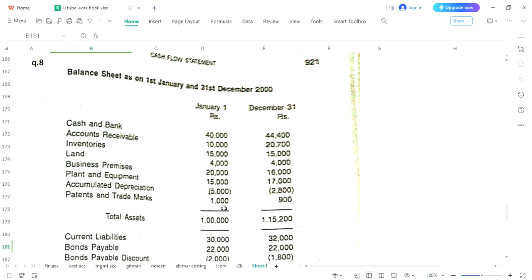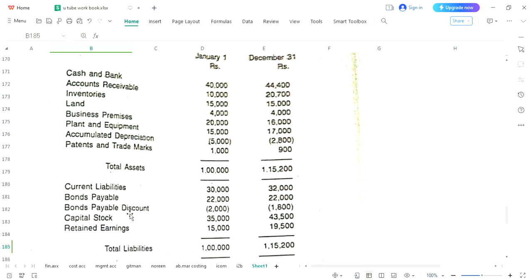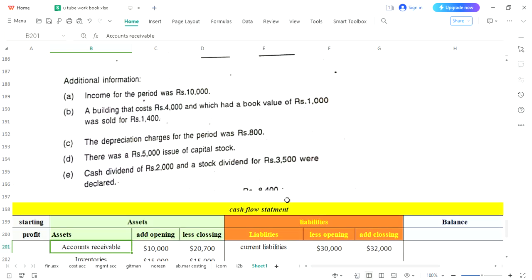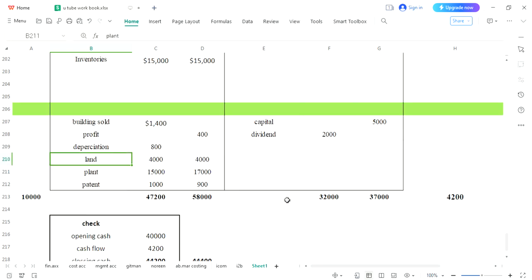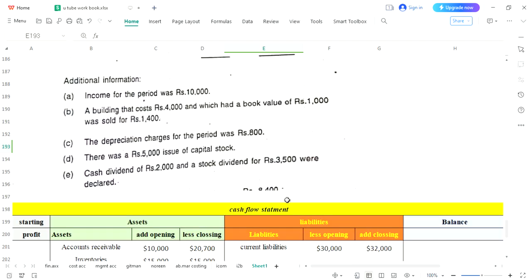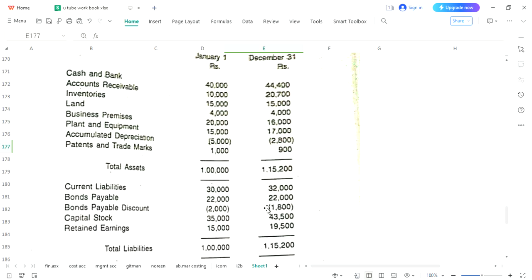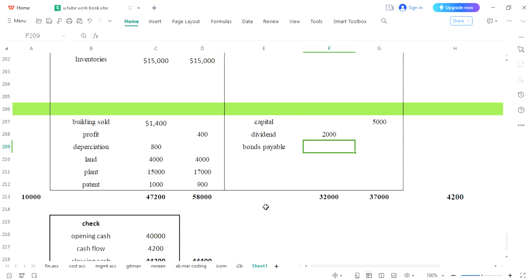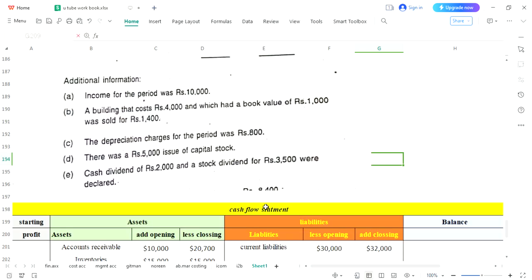After patent assets completed, now we will see the next procedure. Bonds payable 2222. There was no adjustment of bonds payable, so we'll have to write it. Bonds payable, and amount of bond payable was 2222. 22 and 22. All right, bonds payable written.